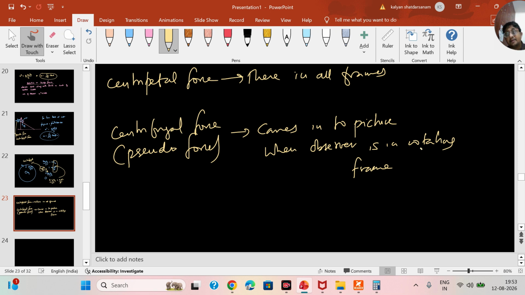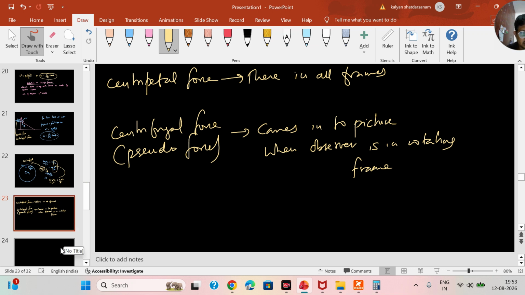Centripetal is there in every frame. Centripetal is a real force, and a real force will be there in all frames. A pseudo force will be there only if the observer is in a non-inertial frame. That is the idea. In the ground frame, the observer sees an acceleration. But in the rotating frame, he sees the electron to be at rest, with no acceleration. But ultimately, whichever way you do it, the final equation is going to remain the same. This is the verdict.